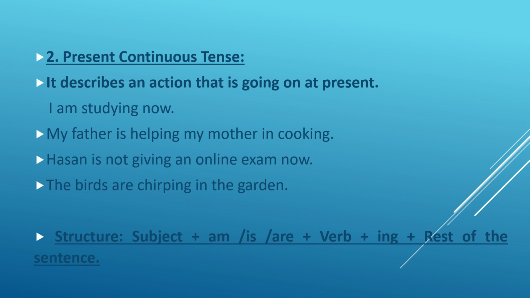Here the structure is subject plus am, is, or are plus verb ing, and the rest of the sentence is extension. So if we say the negative one, Hassan is not giving an online exam. If you want to ask the question, that's the interrogative, the birds are chirping. Are the birds chirping in the garden? Question mark. This way we can write the present continuous tense in different forms also. So in the present continuous tense, the verb is going on now, at this moment. These kinds of adverbs can sit here.